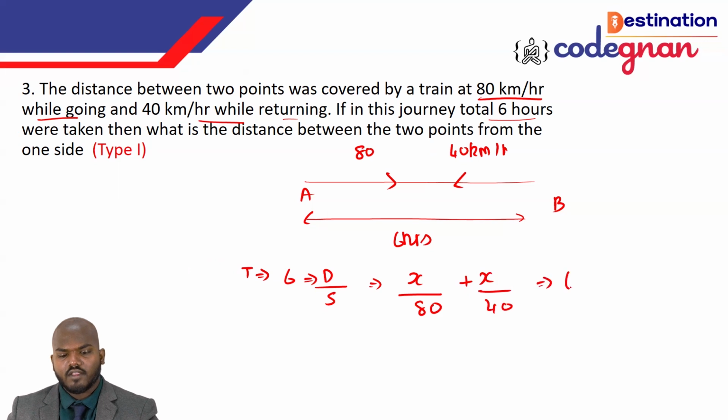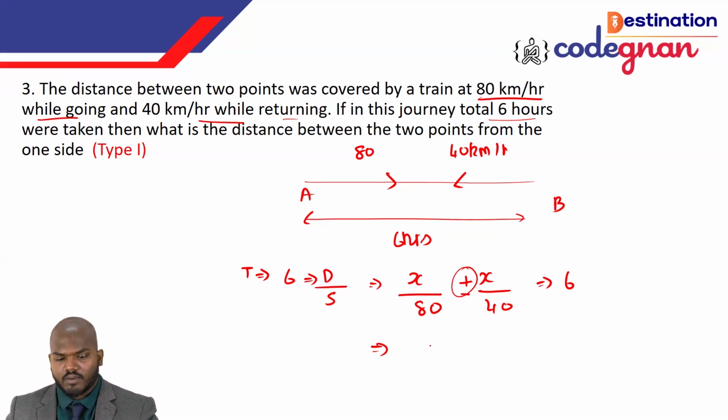Sir, why are you keeping the plus? Reason: both of them are traveling in the opposite direction. While it was going this side, returning this side only, so opposite only needs to come, so we can call it plus only there. If you take this one, the LCM of 80 and 40 is going to give the maximum value, 40 only.